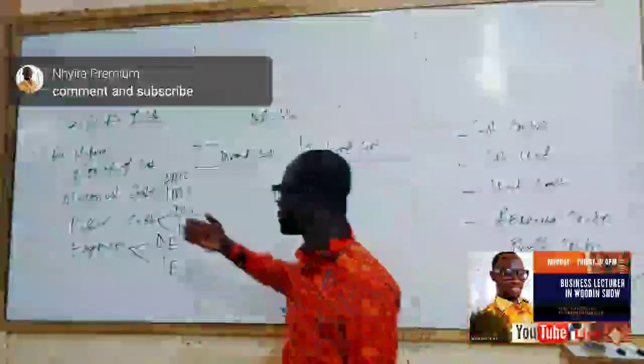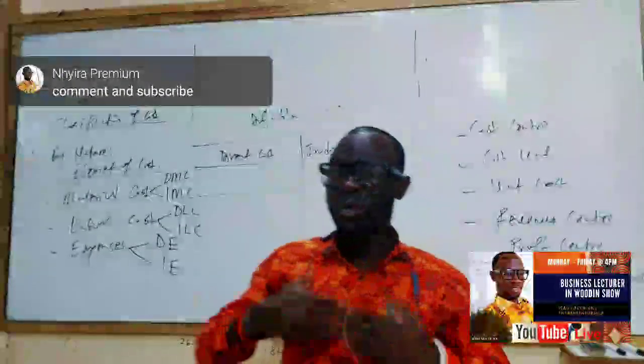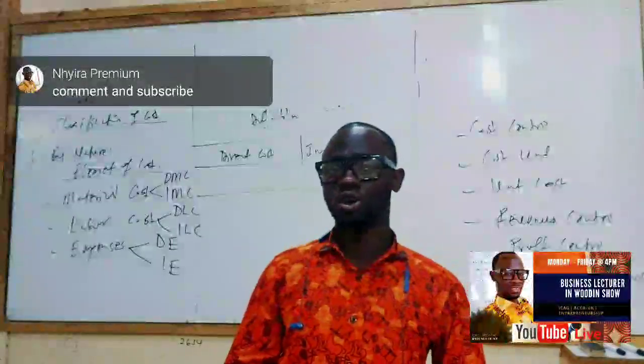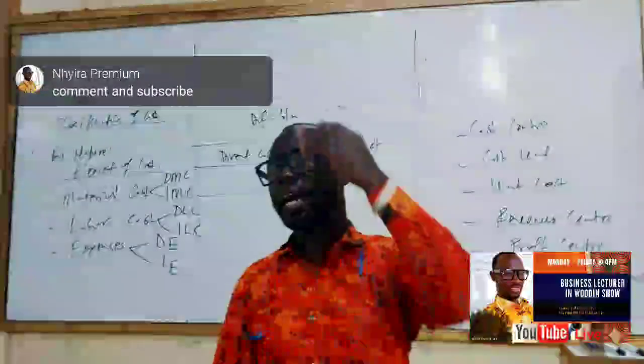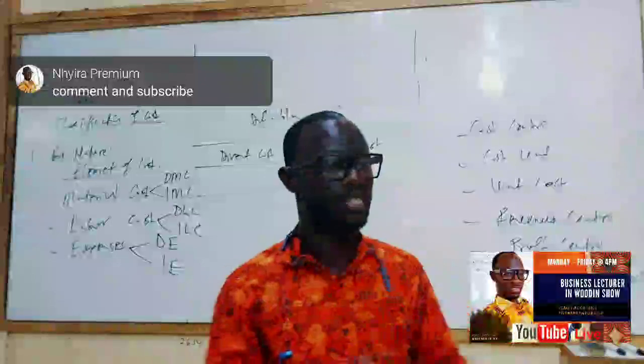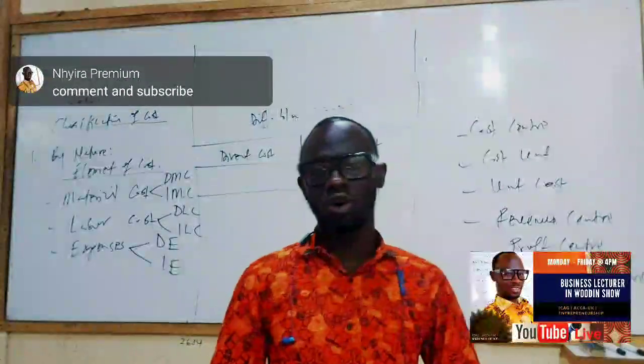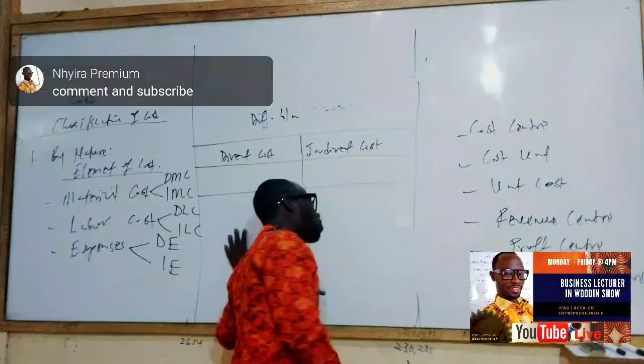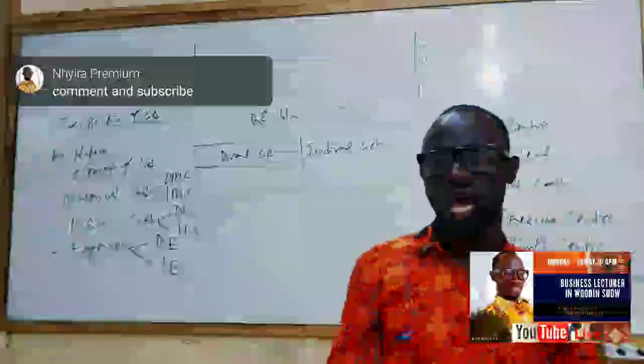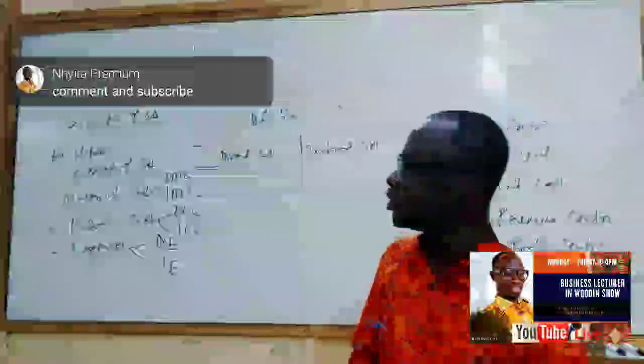But when it comes to the indirect cost, we cannot have much control over it, like electricity, like the overheads, like the indirect materials. We may not have much control over it. So direct costs are controllable, whilst indirect costs are uncontrollable.